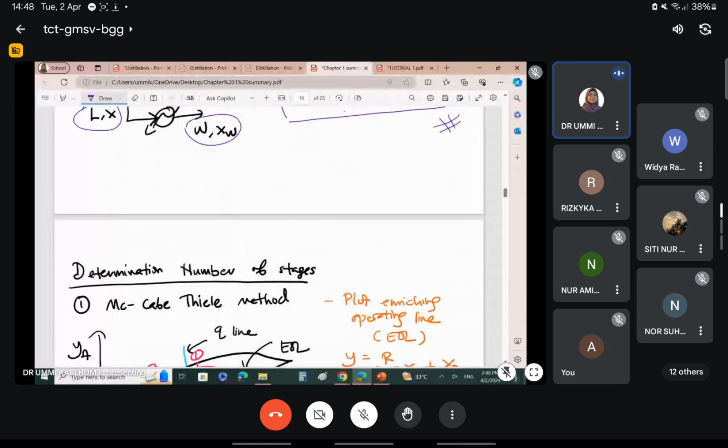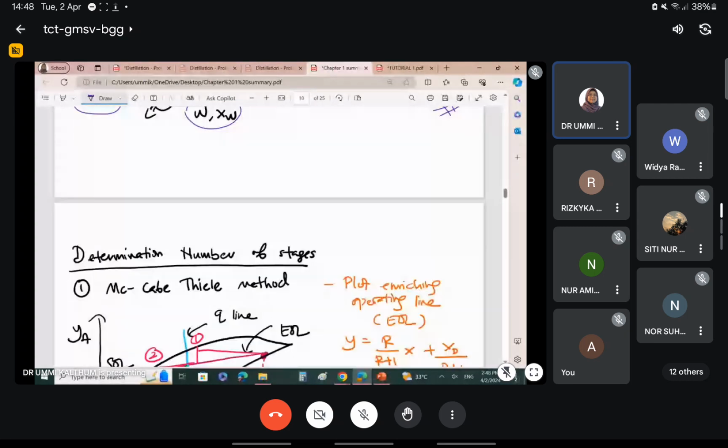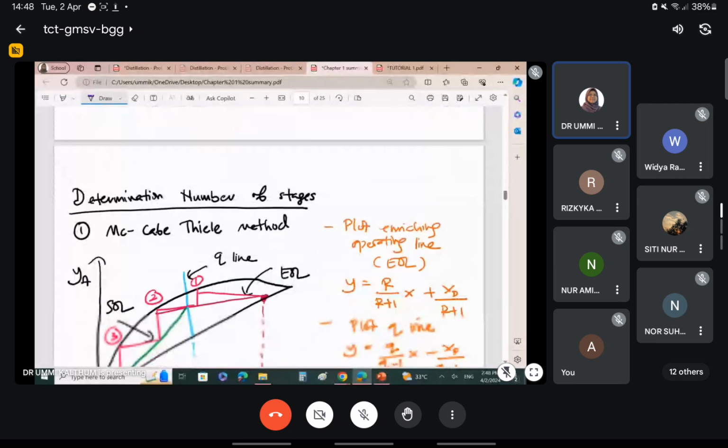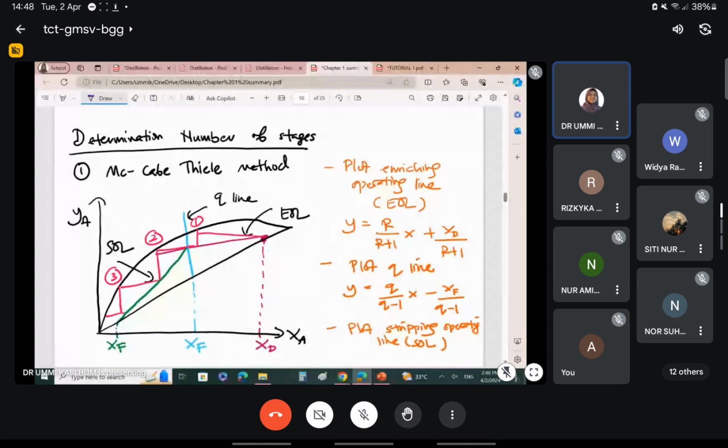Okay, lepas tu macam mana nak cari the number of stages? Okay, untuk the term is McCabe-Thiele. Satu lagi is Lewis-Sorel. Okay, untuk McCabe-Thiele, you ada enriching operating line yang dah kira tadi. Okay, and then ada q line. Okay, q is the condition of feed. Okay, feed tu dalam bentuk apa masuk?